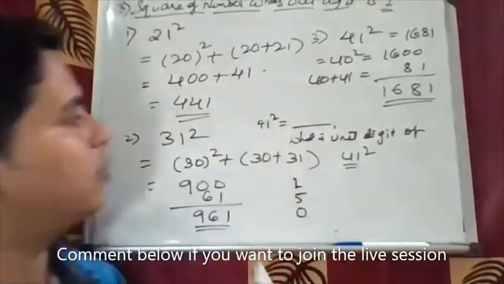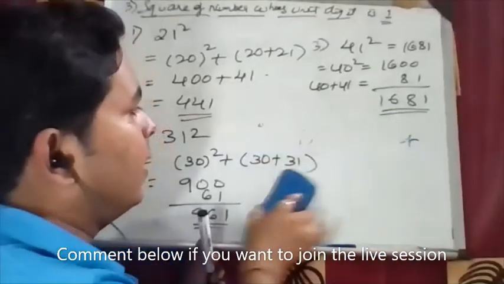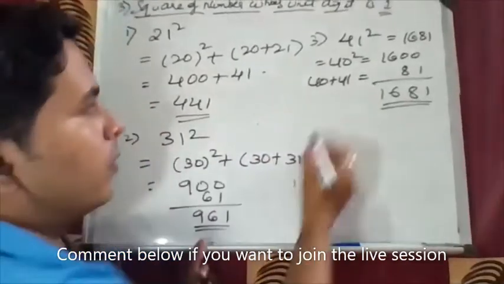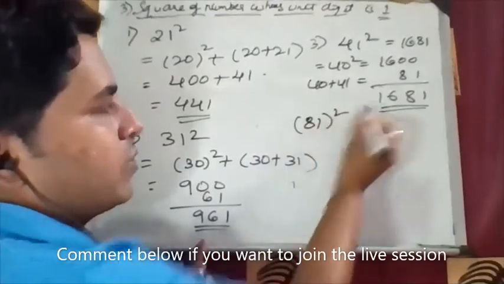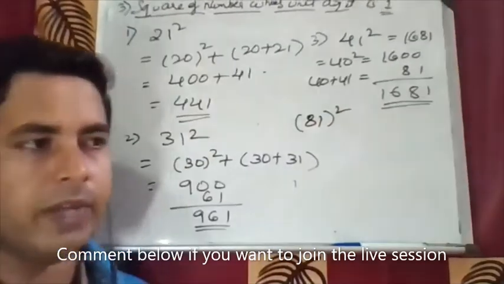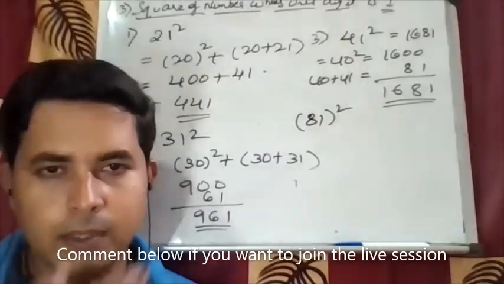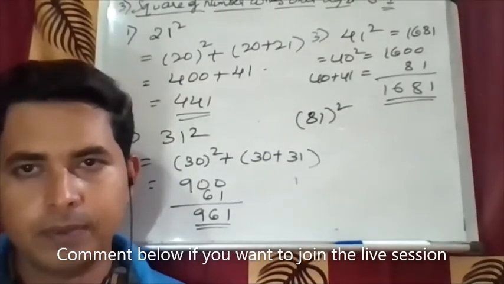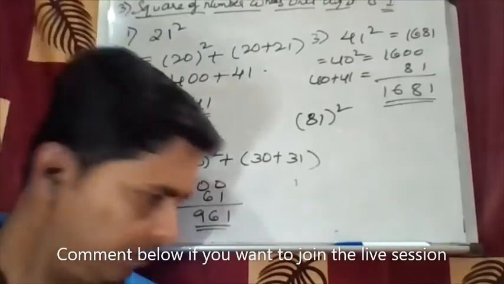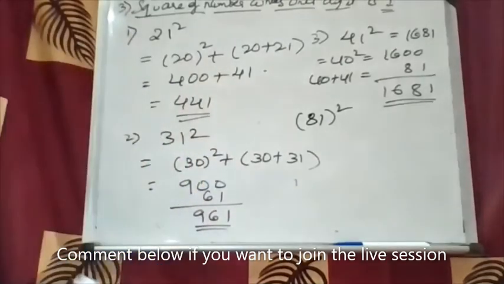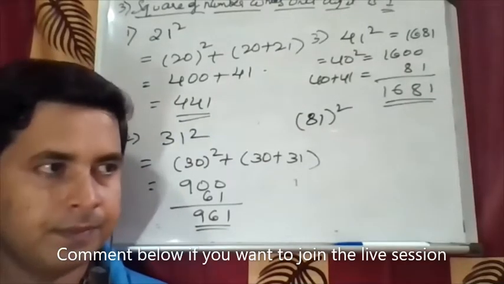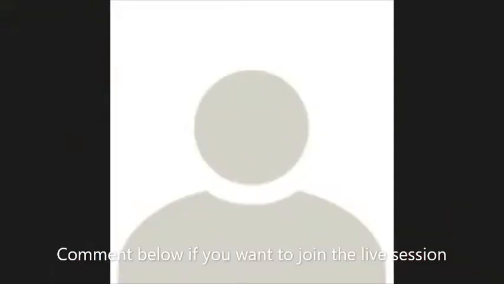Okay, so this is about 41 square. I'll give one more example. Same way, give me the value of 81 square. 6561. Yes, correct.